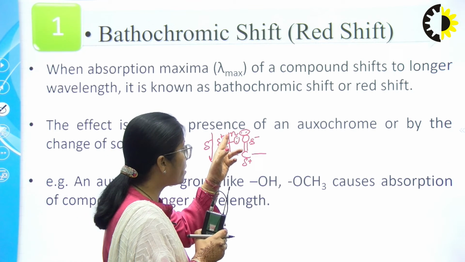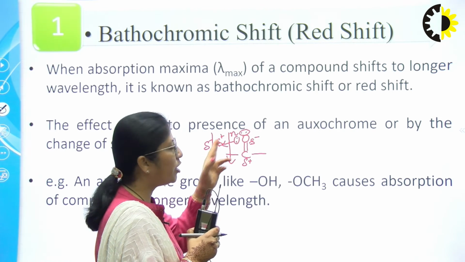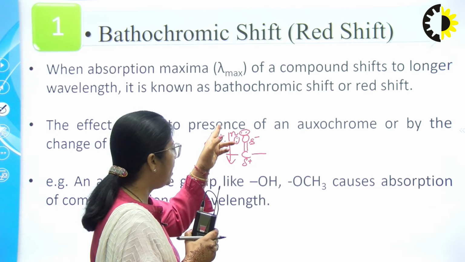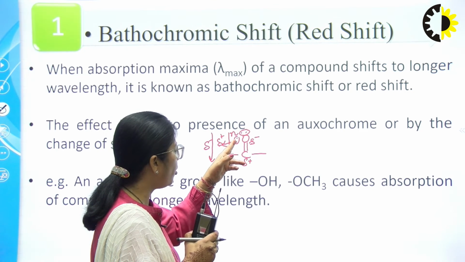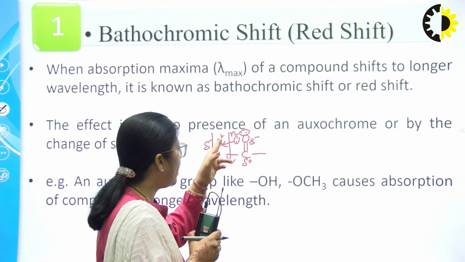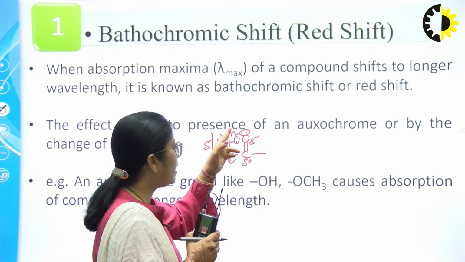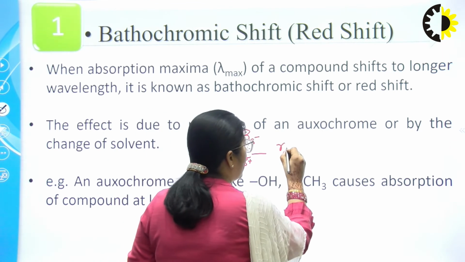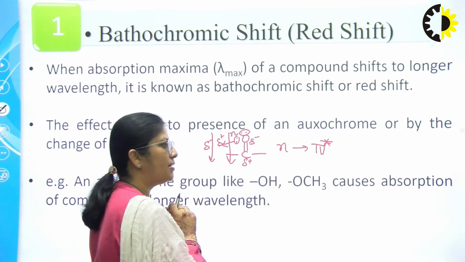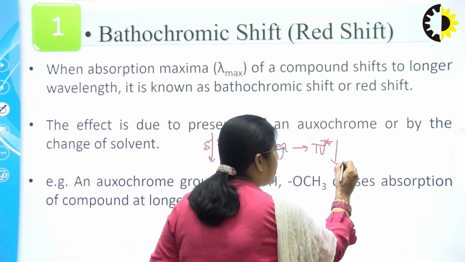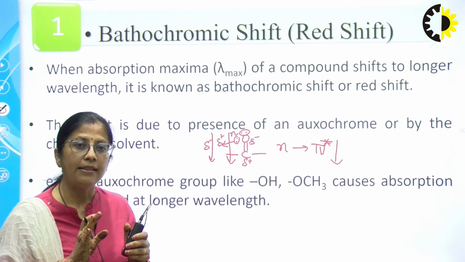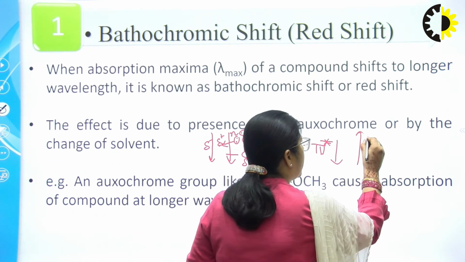So, for the excitation of these non-bonded electrons, we would require higher energy. But on breaking the electrostatic forces of attraction between non-bonded electrons and the polar solvent, that is by reducing the polarity of the solvent, these non-bonded electrons are going to become free. And when they become free, the energy required for this n to pi star transition is going to decrease. And when this energy decreases, that means the wavelength is going to increase.